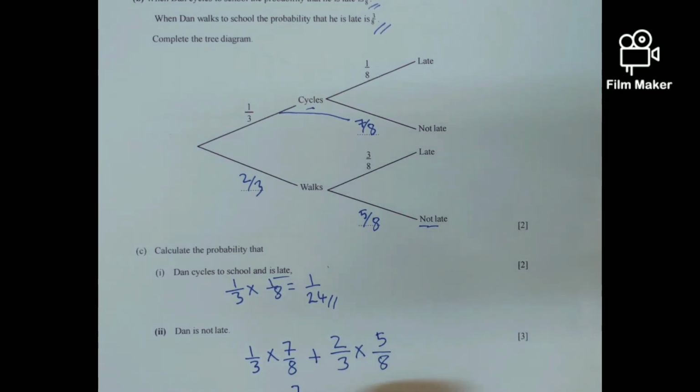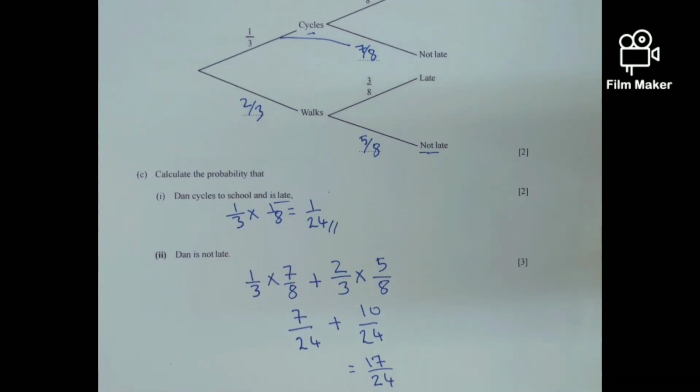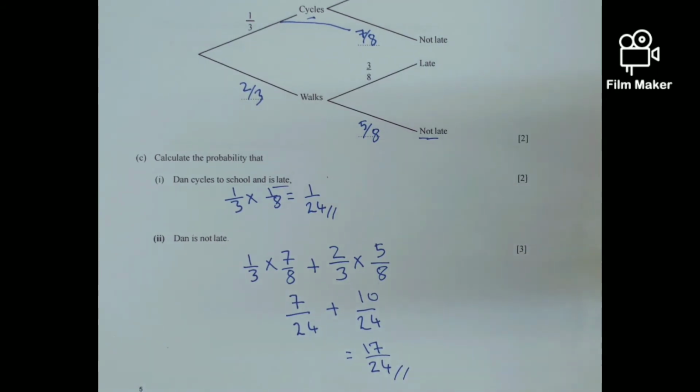So it would be 7 by 24 plus 10 by 24, which is equal to 17 upon 24. So this is our final answer for this question, 17 upon 24.